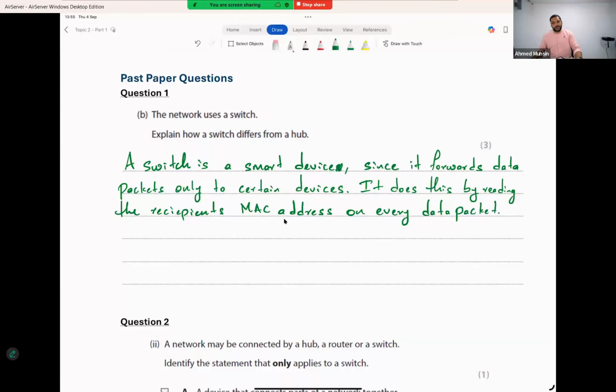Okay. We can also go on to mention it contains a MAC address table that helps it identify which port to send the data packet. You can, but not necessary. Now talk about the hub.